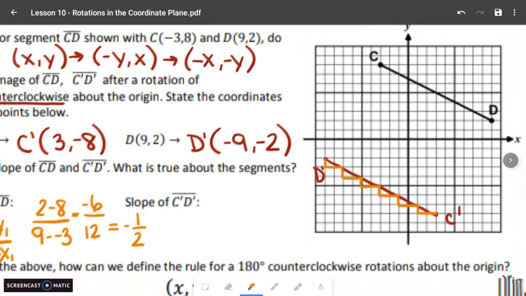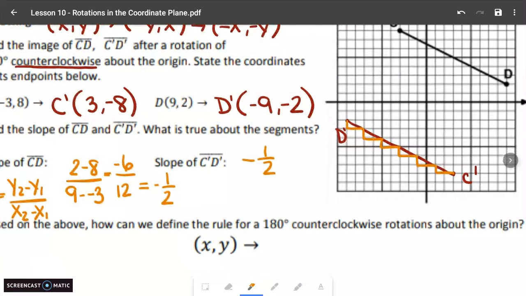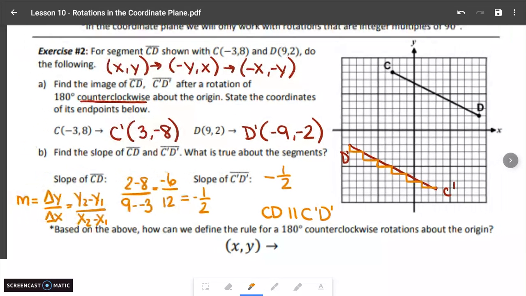Yep, down 1 over 2 checked out the whole way through. So if that's the case, that means that CD is parallel to C prime D prime. Okay, they have the same slopes, which should make sense. Because if you think back to when we did constructions in the beginning of this quarter, we could construct a parallel line from a 180-degree rotation, okay, from a point. And that point in this case would have been the origin.